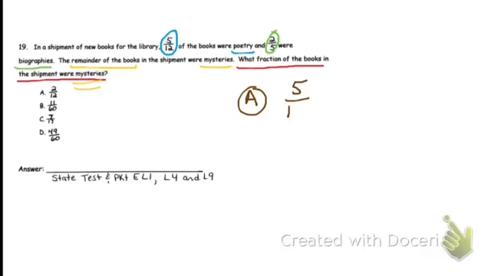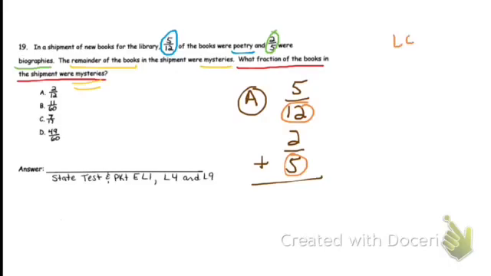So I'm going to say my 5/12, which is my poetry books, plus my 2/5, which are my biographies, and see what that equals all together. I'm getting ready to add my fractions, and in order to add fractions, I must have common denominators. My denominators here are 12 and 5.